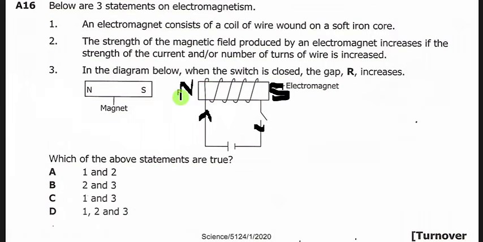Now this is R, right? So let me just remove this one. This, I'm saying, becomes north. This one south. Now this one is a magnet, south. So you must know that south and north will attract. If they attract, this gap will decrease. Now here they're telling you that in the diagram below, when the switch is closed, the gap R increases, which is not true. So statement 3 is wrong. So only 1 and 2 are correct. So the answer is A.